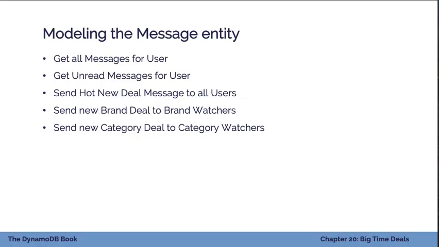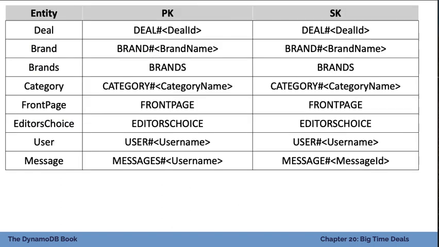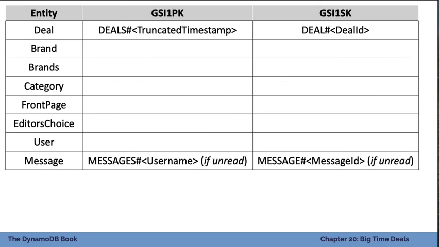All right, so let's get back to our slides. We finished up those how to send new messages to brand watchers and category watchers. So let's look at our entity chart and how it was updated by that message. Again, we got that message at the bottom. The PK is messages hash username. The SK is going to be message hash message ID. Then if you look at the GSI1, for unread messages only, we're going to duplicate those properties over. So we'll have GSI1 PK, GSI1 SK with the same properties as the PK and SK on the base table, but only if it's an unread message. So that way we can easily filter down to unread messages.